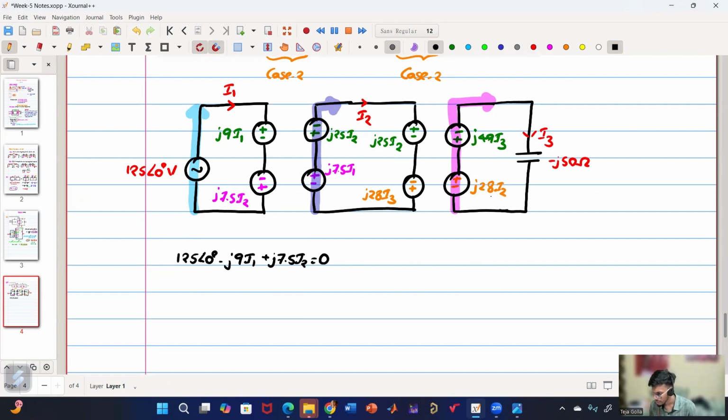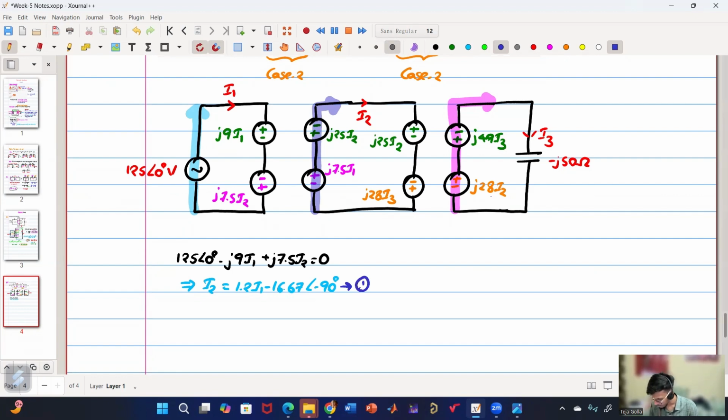So if you calculate I2 from here, I'm writing this expression, you can just cross check. I will calculate I2, everything in terms of I1, because I want to calculate I1 first. So if you write I2, you will get 1.2 I1 minus 16.67 angle minus 90 degrees. So this I'm considering equation 1.